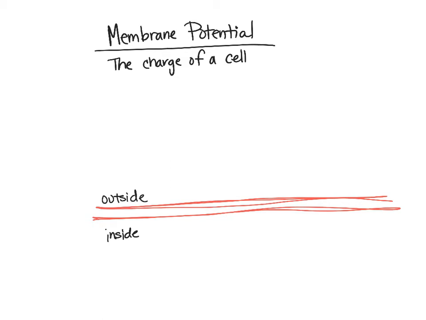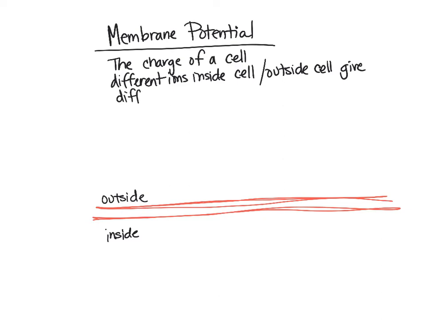And this is due to the different ions. So different ions inside the cell versus outside of the cell give different charges, inside versus outside. So we have different concentrations of ions. So different ions, but then also different concentrations of ions in the inside of the cell versus in the outside of the cell.